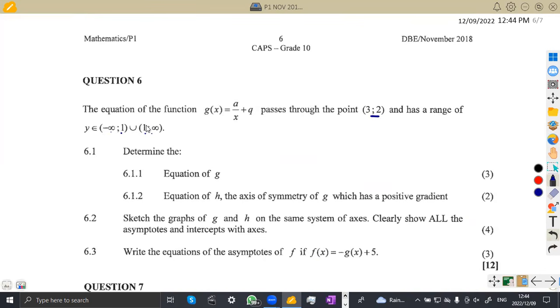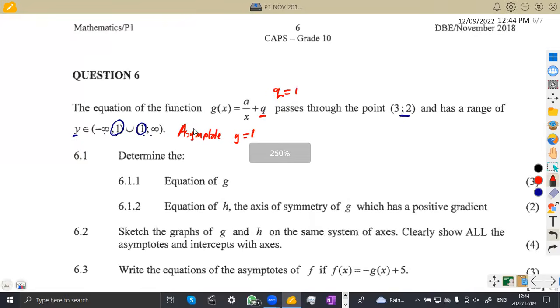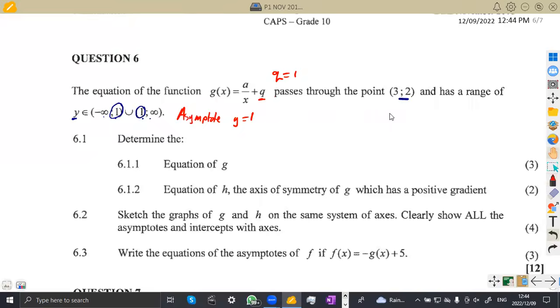So from our range, take note, it ranges from minus infinity to 1 and 1 up to positive infinity. So the 1 that we see here is affecting the value of y, which is the asymptote in terms of y. So this one is actually your asymptote, where y is equal to 1. And we know that the asymptote affects the value of q here, which means q is equal to 1. Okay, I'm just referring to the given information. It's not about the question that we have been asked. Okay, so let's check the first question now.